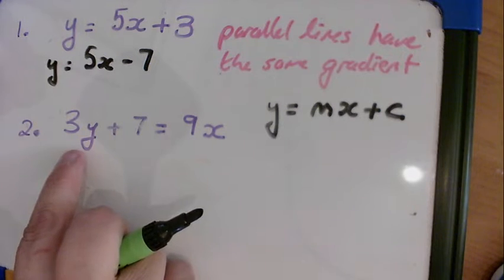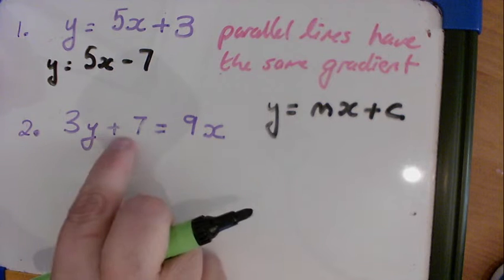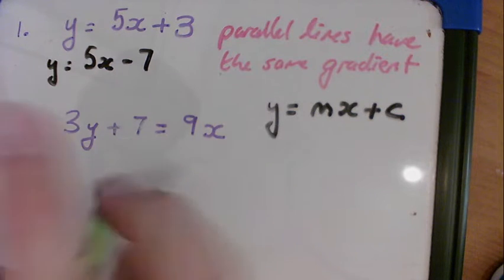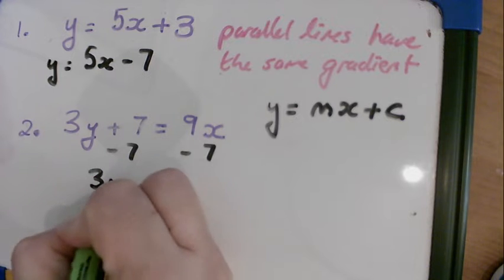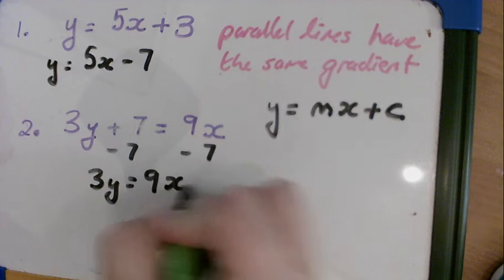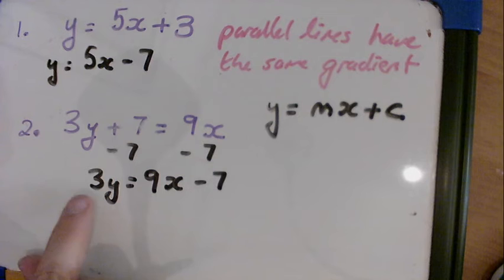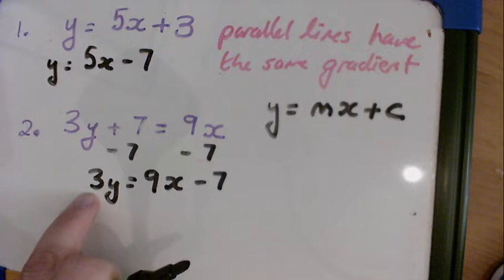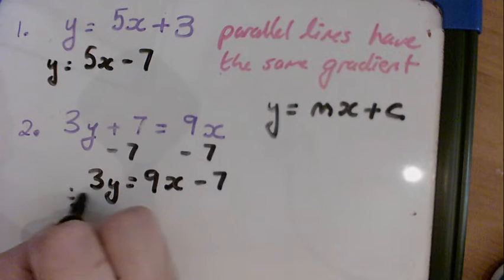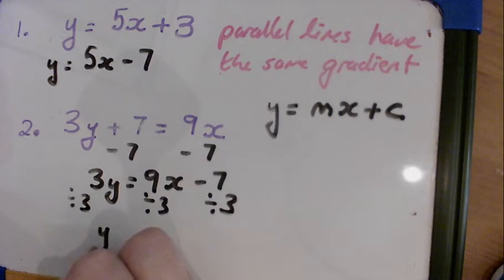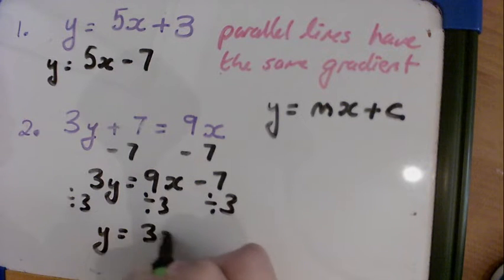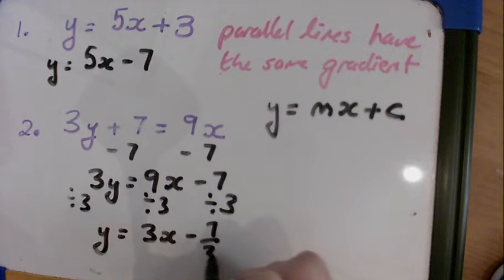So how do we go about doing this? Well, the first thing I want to get rid of is that plus 7. So I'm going to subtract 7 from both sides. So 3y is equal to 9x minus 7. Now I don't want that 3 in front, so I'm going to divide by 3. So I'm going to divide everything by 3. So y would equal 3x minus 7 over 3.